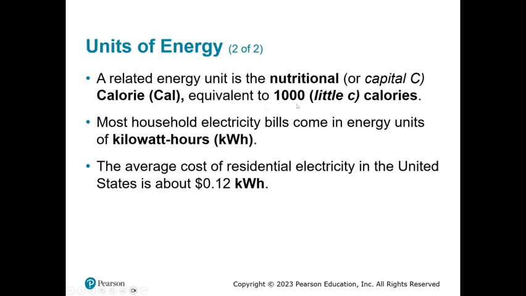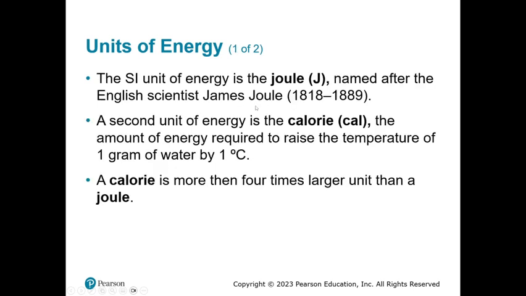You know, it's 1,000 times what the little c is. So if you see big C, that's the nutritional calorie. That's a kilocalorie. We won't use kilowatts per hour. You might see it in the book, but that's about it. Primarily, we'll be using the joule or the kilojoule.